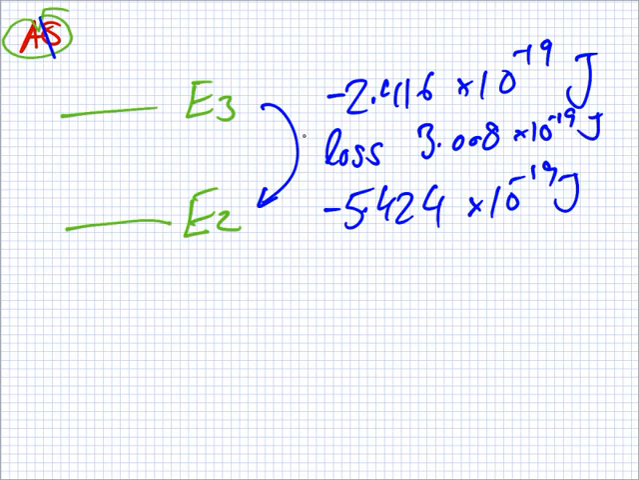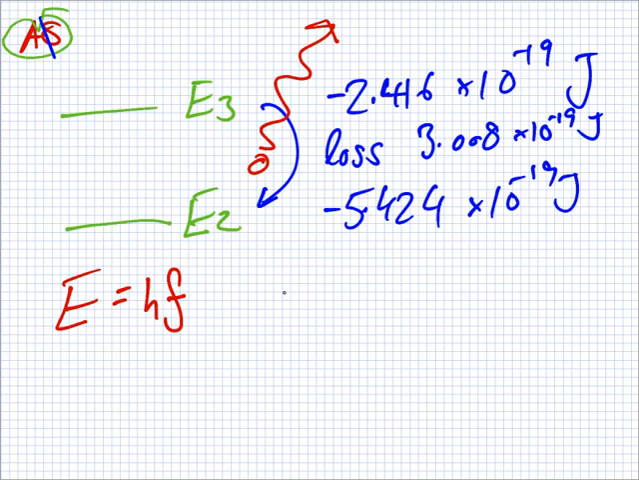Now where did this missing energy go? 3.008 times 10 to the minus 19. Where did this missing energy go? Not heat. As the photon. It was released as a photon. So the energy of the photon will equal hf.